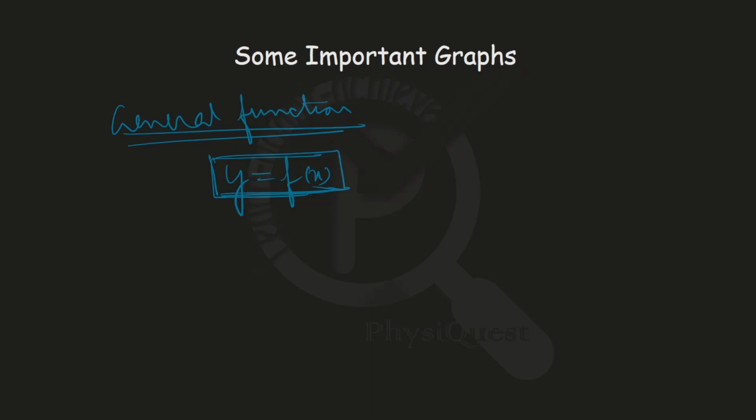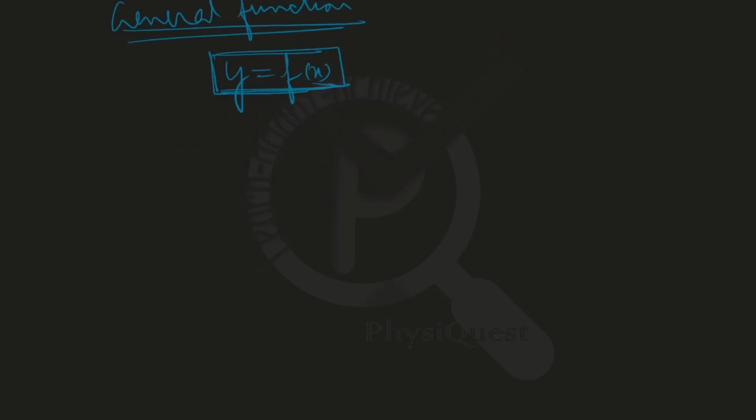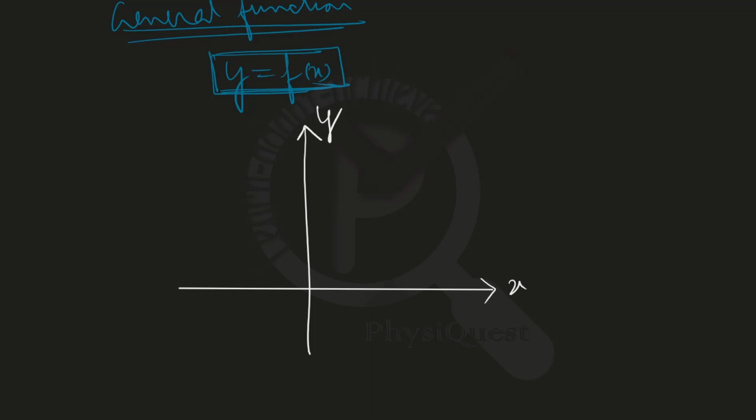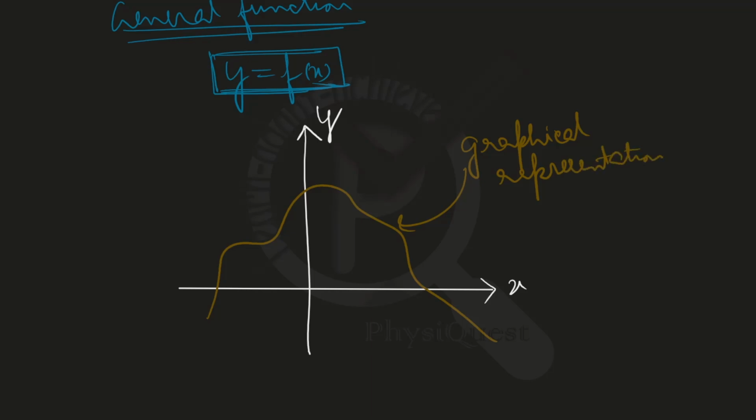Now, in general, if we try to plot this, and we have done this earlier, suppose this is the y-axis and this is the x-axis, then the curve in general may look like this. This is the graphical representation of the function.